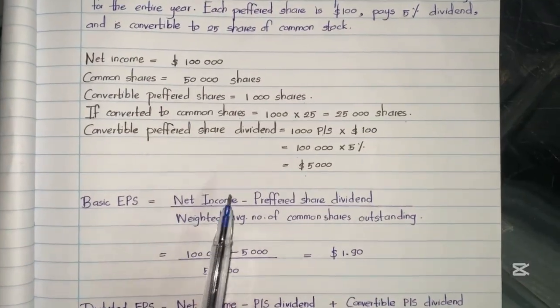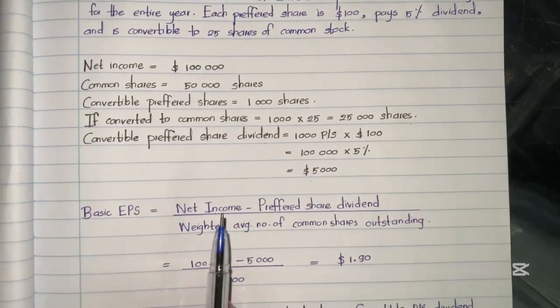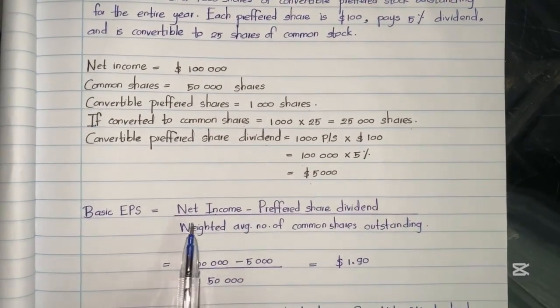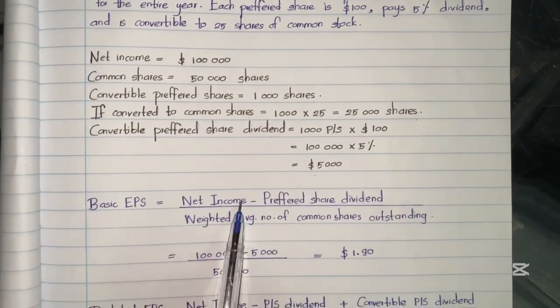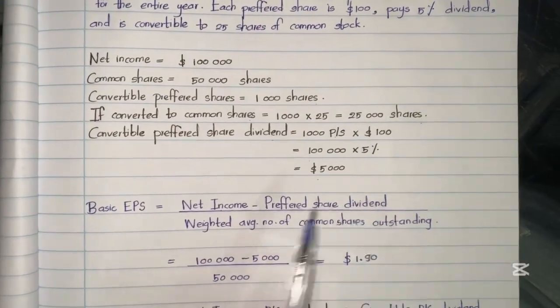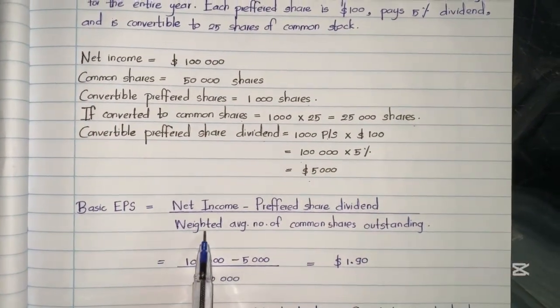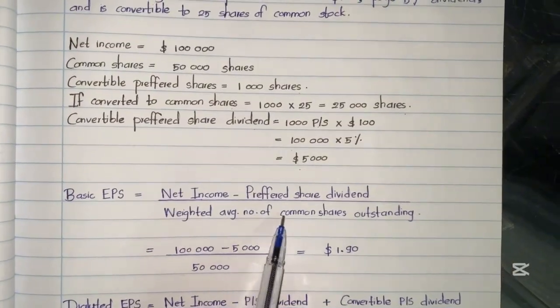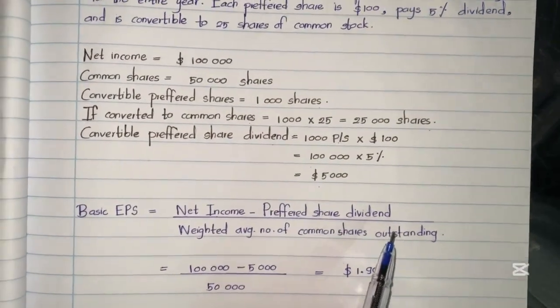In this question, we calculate both basic EPS and diluted EPS. First, for basic EPS, we can take net income and subtract the preferred dividend because that part belongs to preferred shareholders. Then, we divide the remaining earnings by the number of common shares outstanding.